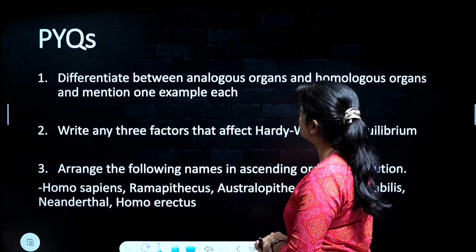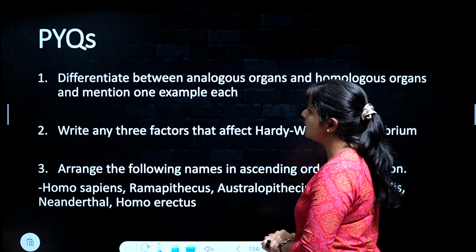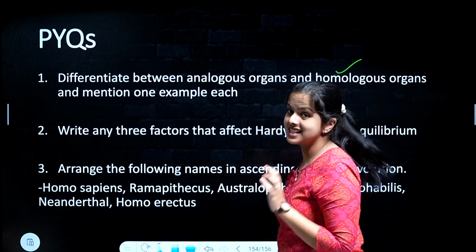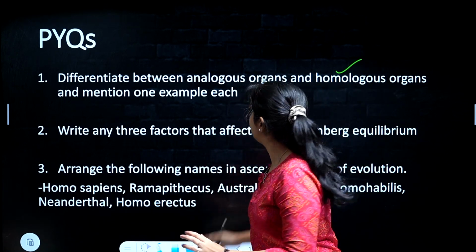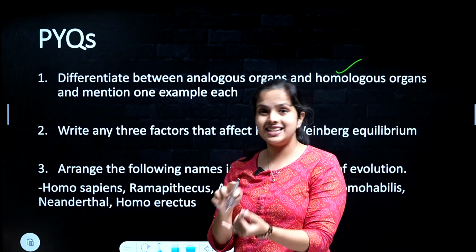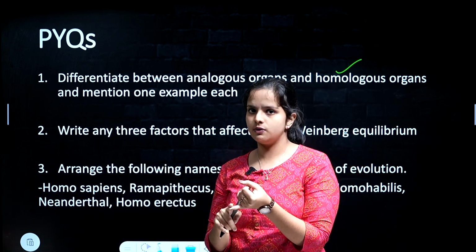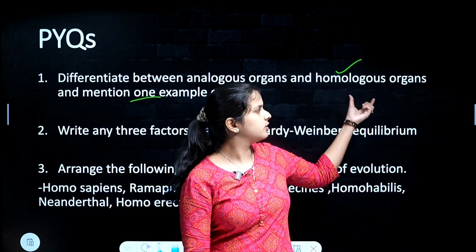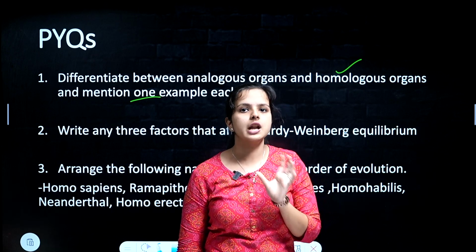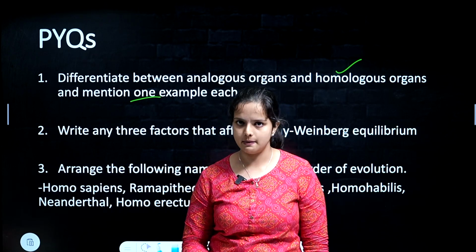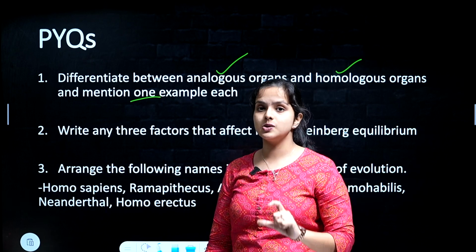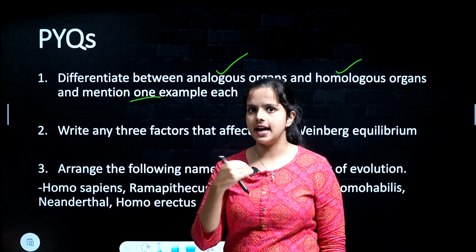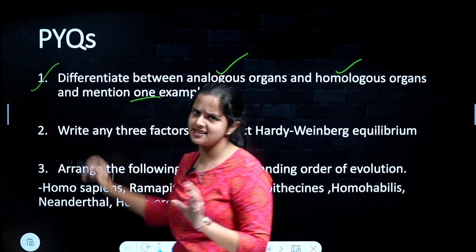The first question is: differentiate between analogous organs and homologous organs and mention one example each. Really simple, right? Homologous organs are the organs with same structure and different functions. Examples could be the forelimbs of cheetah, man, whale and bat. That's a very good example, right? You only asked about one example, so you just have to write one example. So in homologous organs with same structure and different function, the example is forelimbs of mammals. In the case of analogous organs, they are organs with same function but different structure. An example would be the wings of butterfly and bird. So that's the first question. We've already discussed this in detail.